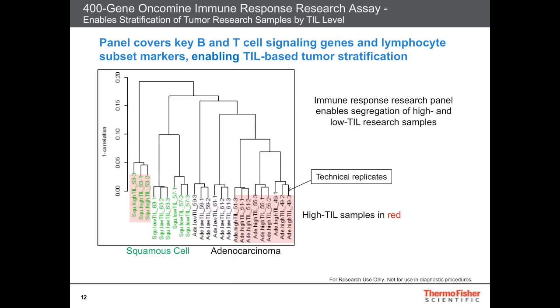You can see that the high TIL samples are marked in red. We have technical replicates, 3 technical replicates, and first you can see that the technical replicates all cluster very tightly together, which is good and what we want to see. And in addition, you can see that the high TIL samples also cluster together within cell type. Again, this is exactly what we want to see. We want to be able to differentiate high TIL from low TIL samples, and we've demonstrated that the assay has the capacity to do this.